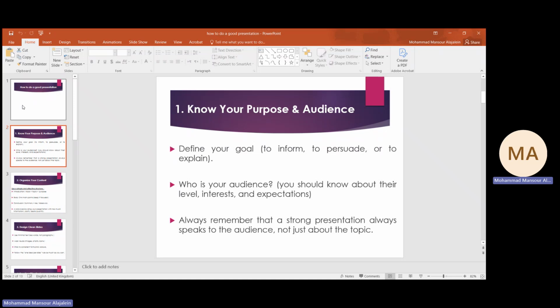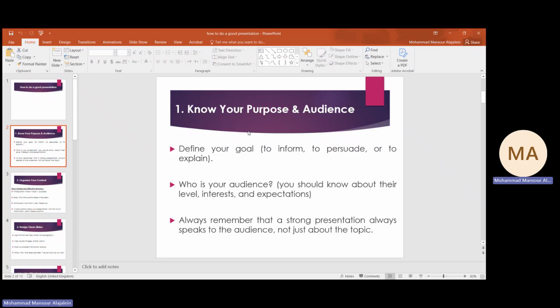The first tip for doing a good presentation is to identify your purpose and audience as well. Here you can define your goal, for example, to inform the audience, to persuade them, or to explain something for them. And also you need to know who your audience is. You should know about their level, their interests, and their expectations.